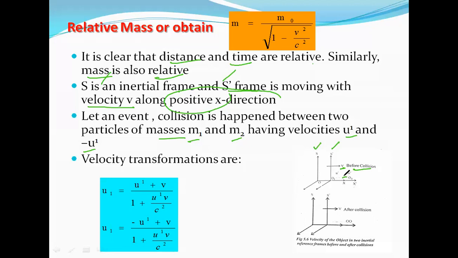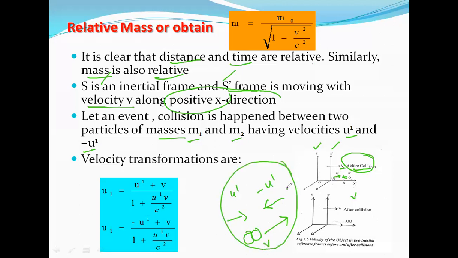O2 is moving in this direction and O prime in this direction, so both are actually opposite in direction before collision. But after collision, what happened? Both are going in the same direction with a velocity v. So initially before collision, u prime and minus u prime, they are coming like this. But after collision, they move together with a velocity v. This is the problem we are seeing now, and this is the diagram that you have to draw.